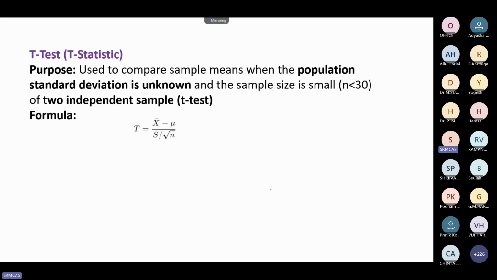Like that for the t test, the population standard deviation is unknown and the sample size is less than 30. Wherever the sample size is less than 30, we can use the t test instead of the z test.